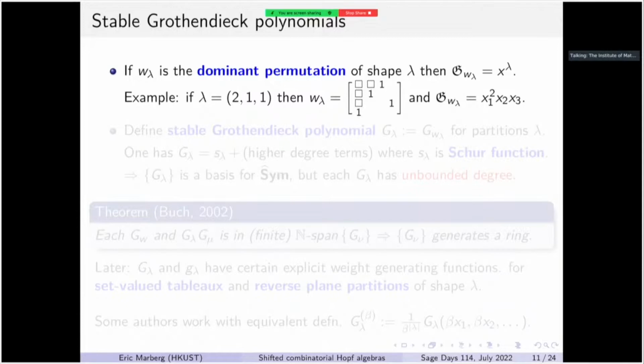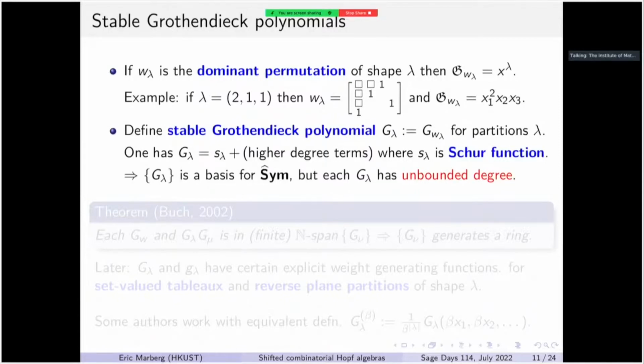If w_lambda is the so-called dominant permutation of shape lambda, then your Grothendieck polynomial is just a monomial. What are the dominant permutations? The definition by example is: you take your partition and put its Young diagram in a matrix, and then you arrange the ones in the permutation matrix of w so that if you cross out everything to the right and below those 1s, you're only left with your desired Young diagram.